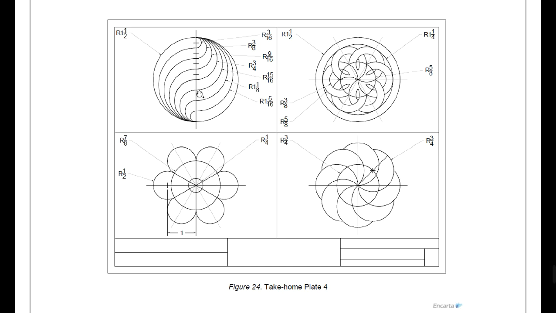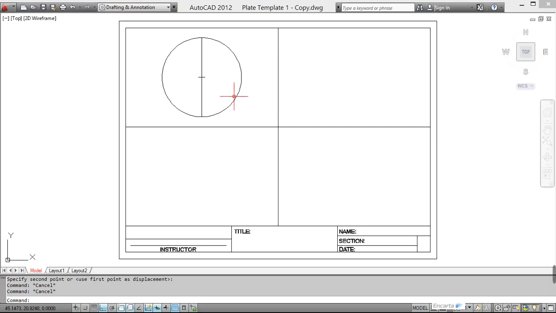Wait, this is the center. Then 1, 2, 3, 4, 5, 6, 7, 8. So we need to divide 1.5 by 8. And the result is 3/16. So 3/16.